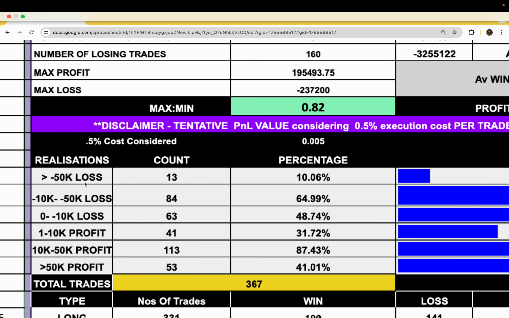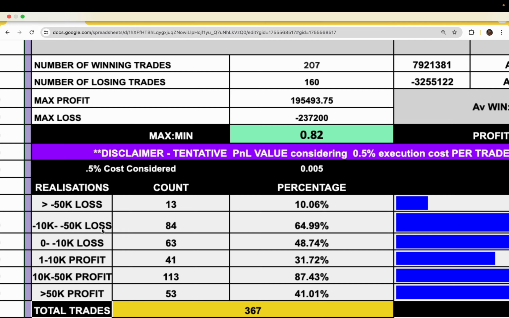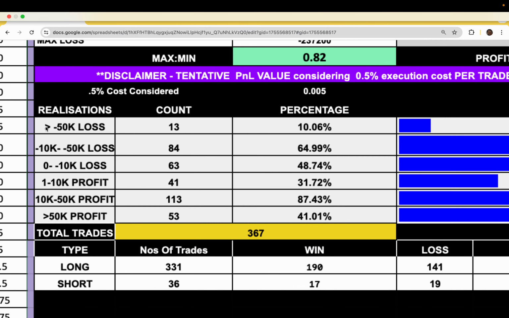Why? Because this captures, if you see, the realizations. So how many trades where I lost more money, more than 50,000 loss. You can have your own base milestones. This 50 you can make 1 lakh also. But since this was a small account, above 25 lakh, I took any loss above 50,000, and how much loss was between 10,000 and 50,000. And similarly on the profit side also, a 10 to 50,000 loss, above 50,000, a 10 to 50,000 profit and a profit above 50.